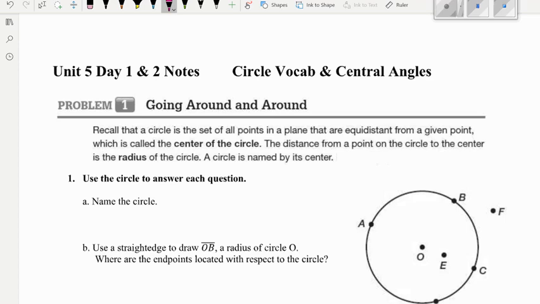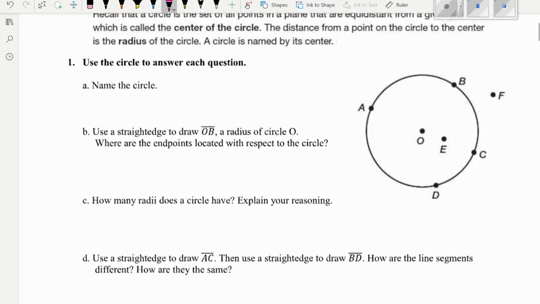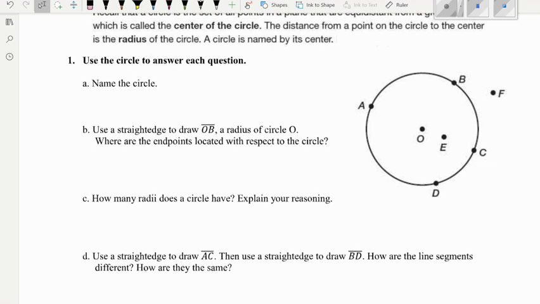All right, today we're going to talk about circle vocabulary and central angles. Recall that a circle is a set of all points in a plane that are equidistant from a given point, which is called the center of the circle. The distance from a point on the circle to the center is the radius of the circle. A circle is named by its center. So we're going to answer these questions using the circle to the right.